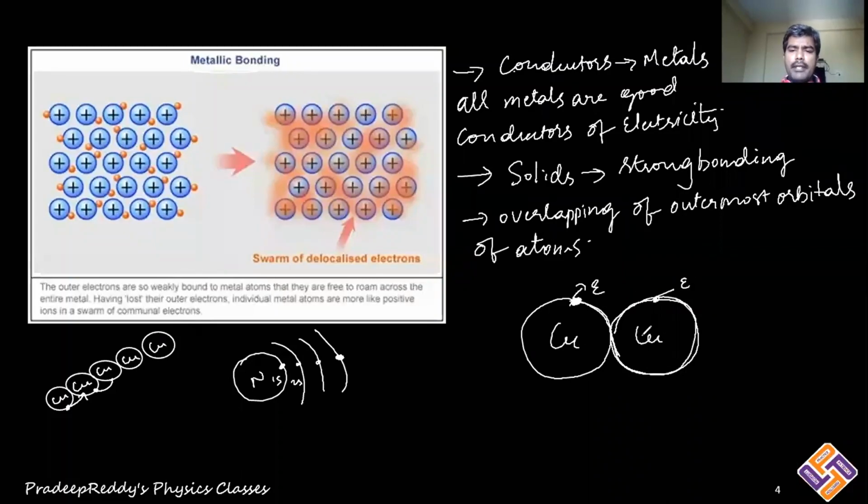As a result, what would happen? There is no fixed orbital for these electrons around any particular copper. They can move in any orbital because they get overlapped with each other. Because of strong bonding, all these electrons form an electron cloud in the case of metals.